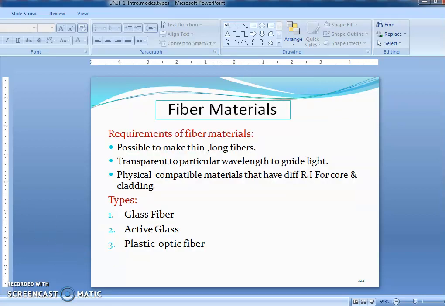Next, what are the fiber materials? While choosing the fiber material, certain criteria have to be satisfied. That material must be able to make thin long fibers. It should be transparent to a particular wavelength in order to guide the light. It should be physically compatible, having different refractive index for core and cladding. So it is classified as glass fiber, active glass fiber and plastic optical fiber.